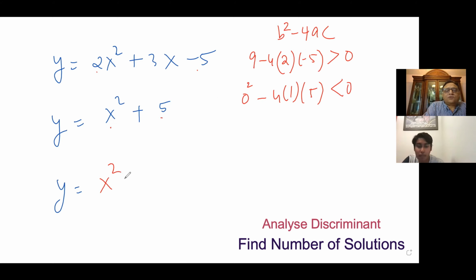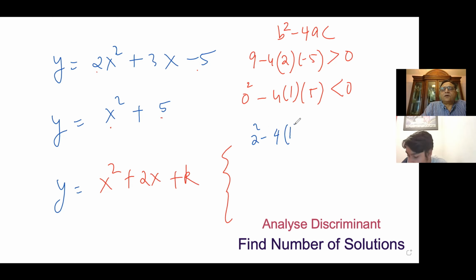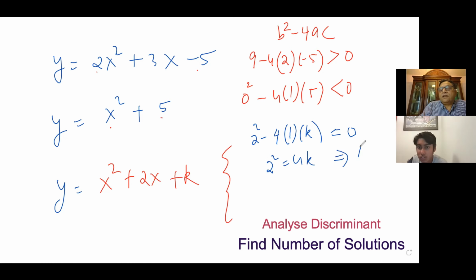Let me give you a general equation: x square plus 2x plus k, right? Now find the value of k for which we could have two solutions, one solution, or no solution. Using b square minus 4ac, right? So we have b square, which is 2 square, minus 4ac, where a is 1 and c is k. So it is equal to 0 when? Figure it out. 2 square equals 4k, so k equals 1, right? So if k is 1, in that case, we have one solution. Do you see that?